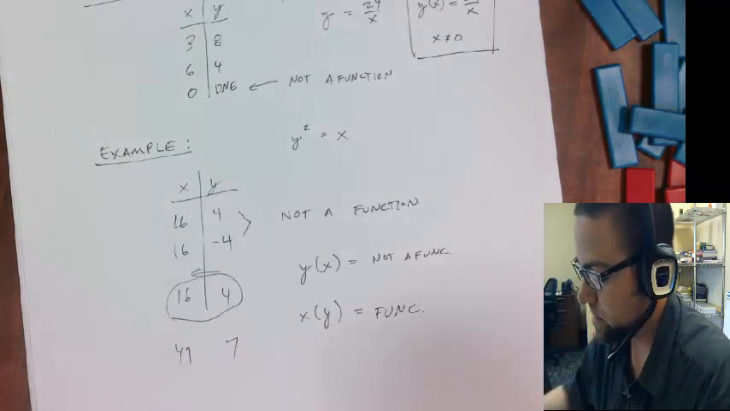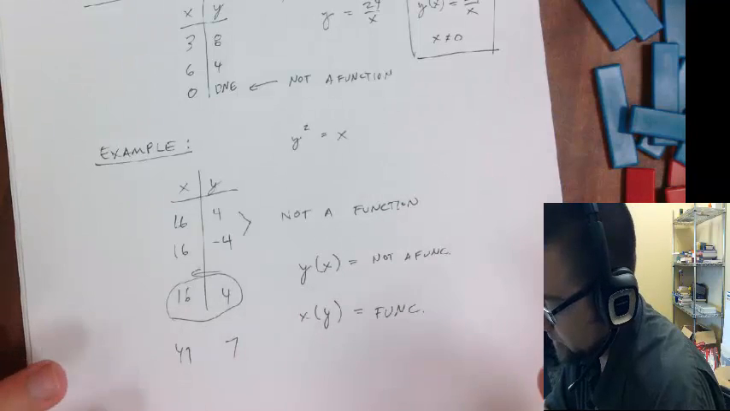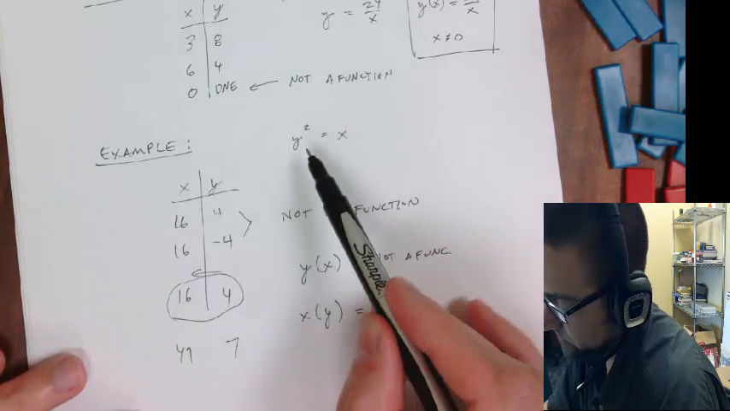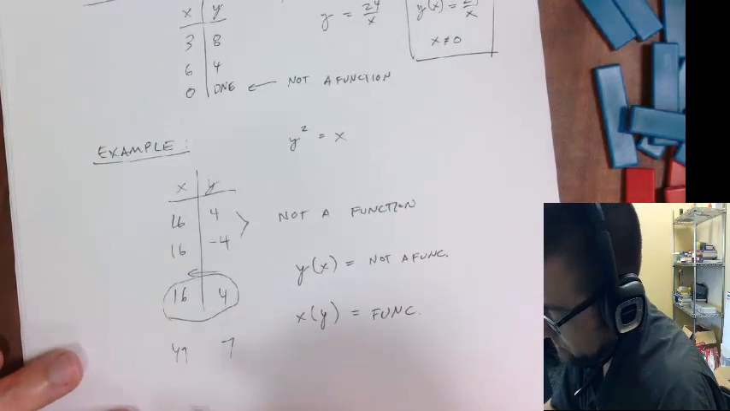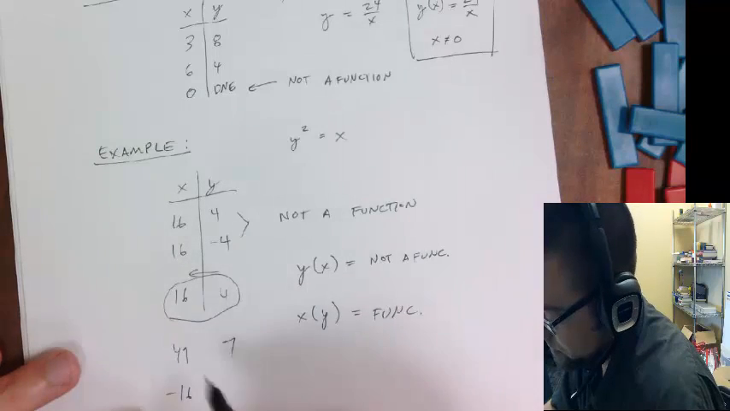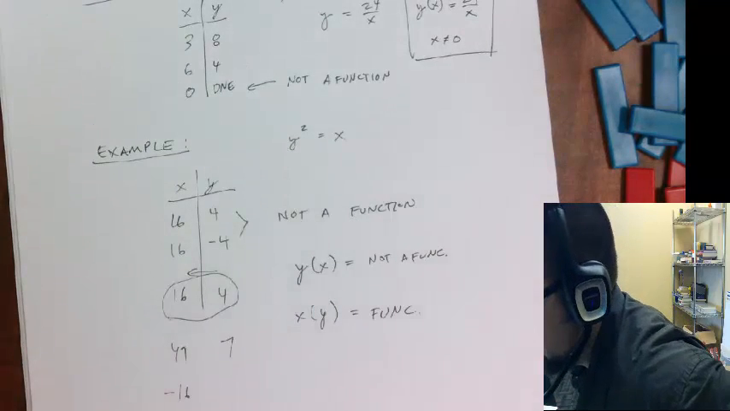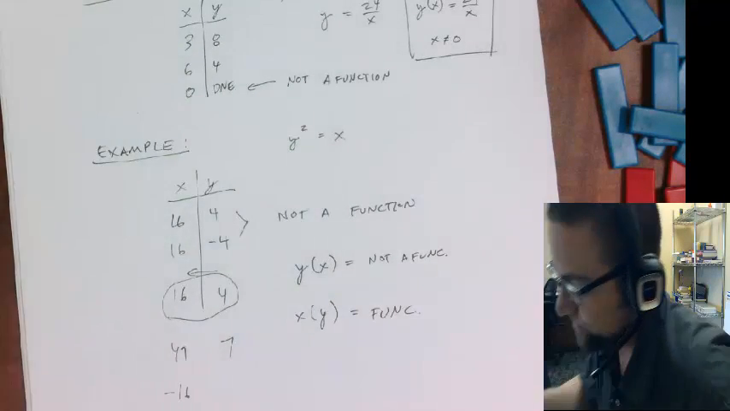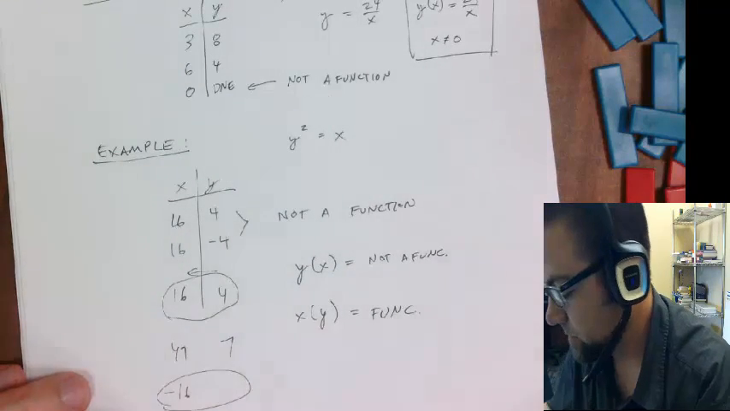Okay, hoping that makes sense. You could come up with some values that don't exist, like what if I said x was negative 16? You cannot get a negative number out of squaring two positive numbers. So that's another case where it's not a function in terms of x.